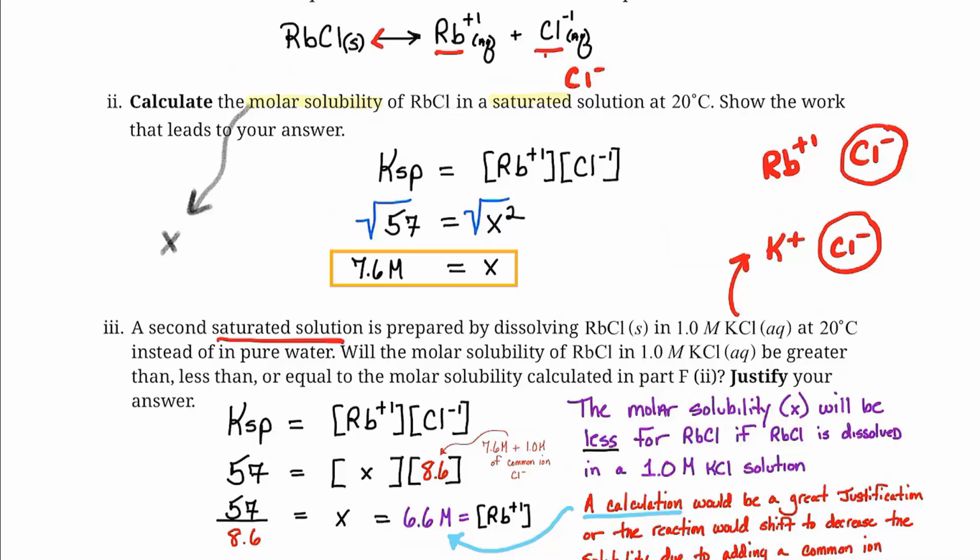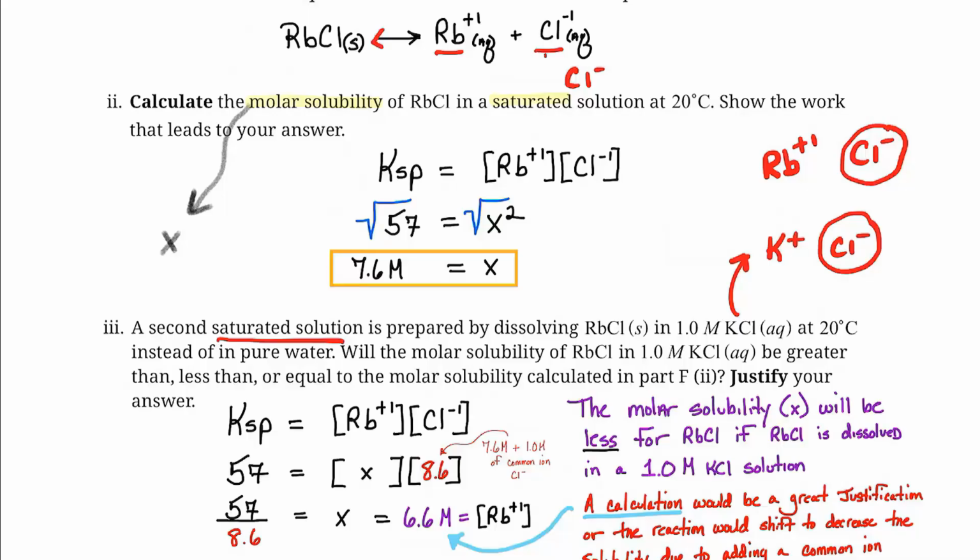So here comes the question: will this molar solubility, and again, people get lost in the sauce here, the molar solubility is the what? Is the X, right? So it's how much this salt goes forward. Will the molar solubility in a 1 molar KCl solution be greater, less than, or equal to the molar solubility calculated in part FII above? Now, we calculated 7.6.